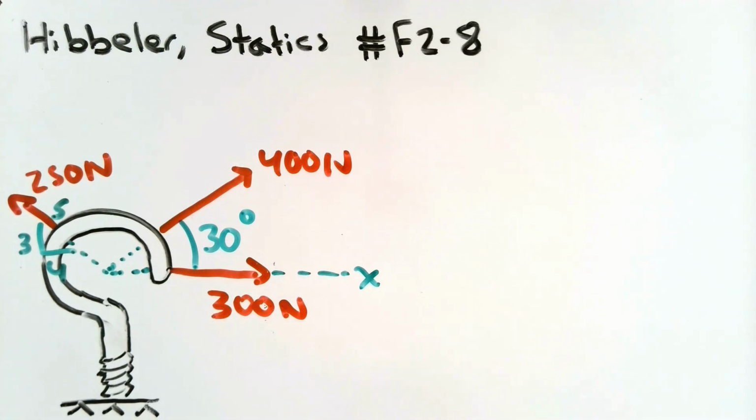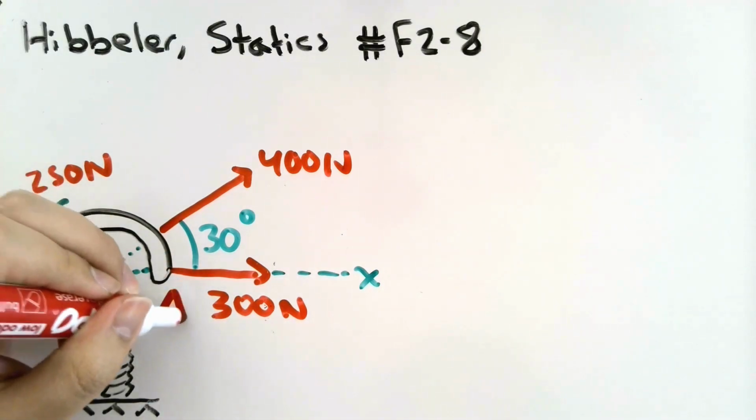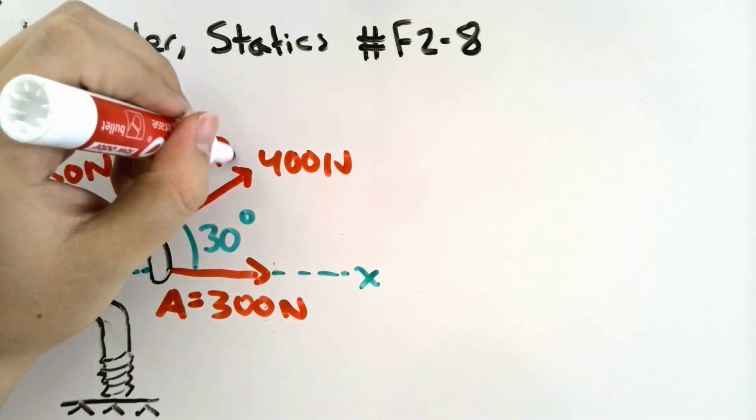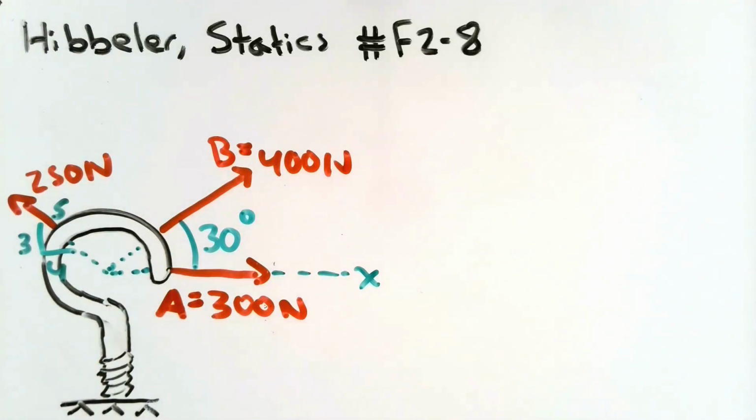Our problem here is to find the resultant force vector that results from these three force vectors. Now to make our analysis a little bit easier, I'm going to name these vectors. I want to call my 300 Newton vector A, my 400 Newton vector B, and my 250 Newton vector C. That way I don't have to keep repeating their magnitudes.